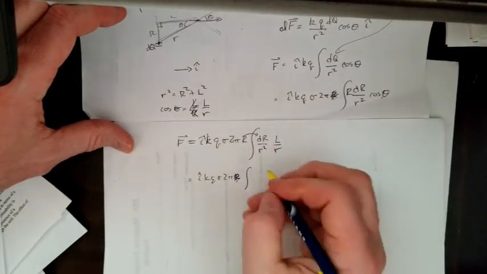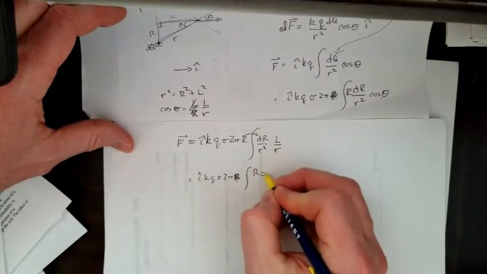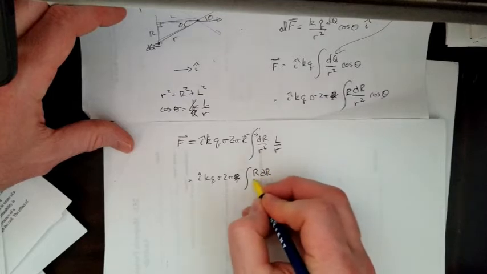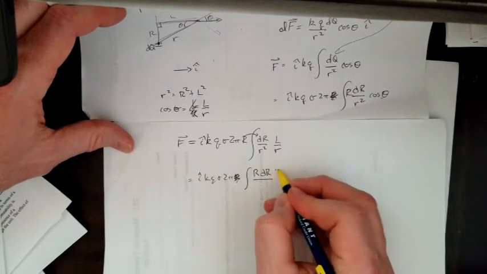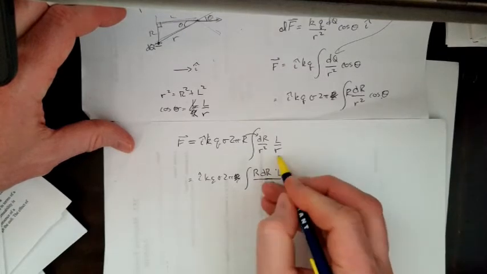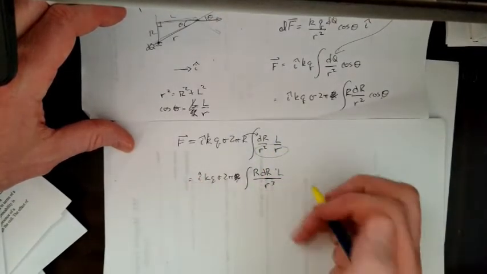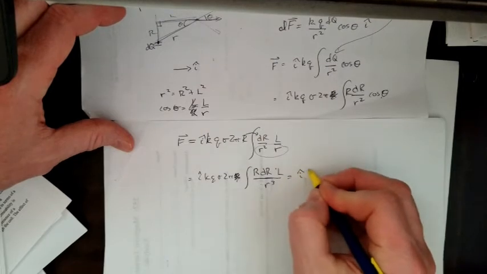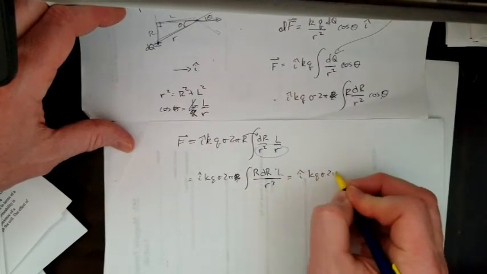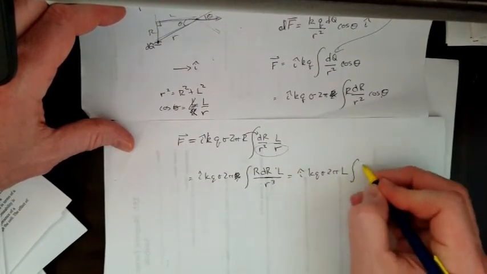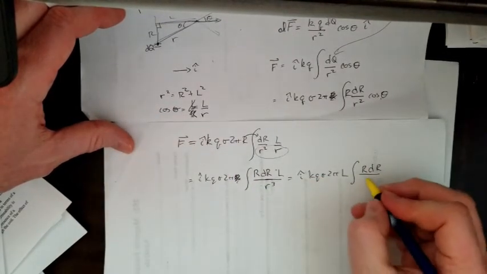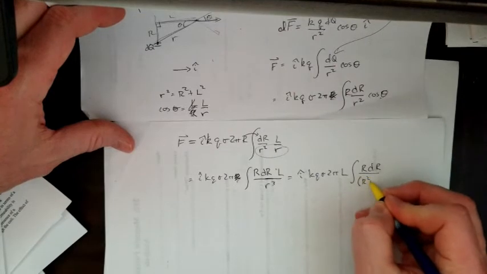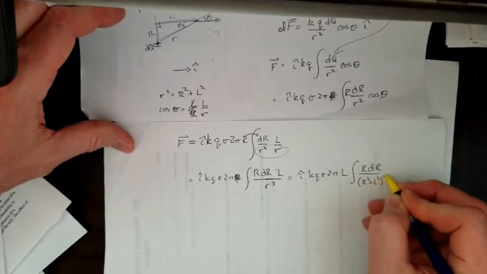It is a variable after all. So this is big R dr times L over R cubed. Here's my R cubed. L comes out, I hat K Q sigma 2 pi L, R dr over R cubed, which is R squared plus L squared to the 3/2.